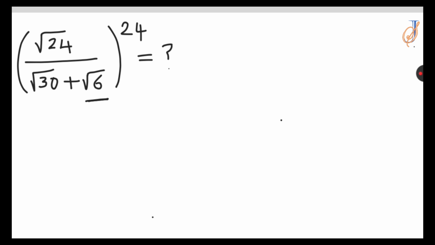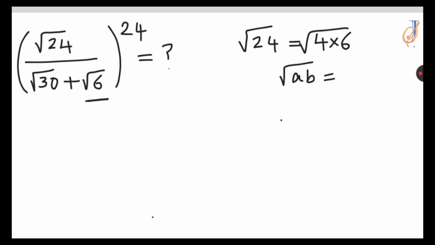For the numerator, that is square root of 24, if you convert in terms of 6, that is 4 times 6 is 24, isn't it? And it is in the form of square root of AB, product form. We can write this as root A times root B. So then we can write it as root 4 times root 6. Root 4 is nothing but 2. So square root of 24, we can write it as 2 root 6 over.